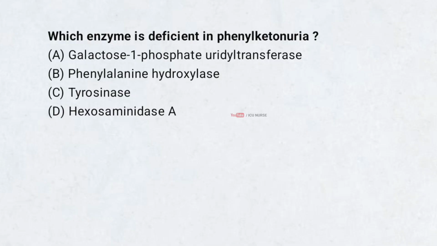Which enzyme is deficient in phenylketonuria? A. Galactose 1-phosphate uridyl transferase. B. Phenylalanine hydroxylase. C. Tyrosinase. D. Hexosaminidase A. Correct answer B. Phenylalanine hydroxylase.